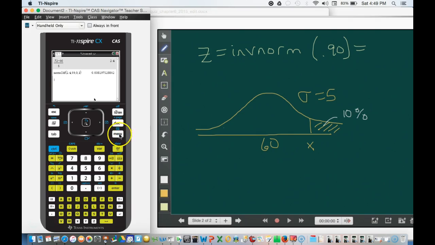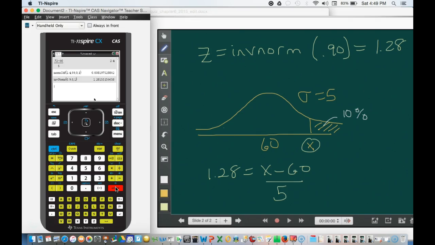So again, we're going to go Menu, Statistics, Distribution, but now we're going to go to Inverse Norm, and the area I'm going to put in is 0.90. I'm going to tab down and hit Enter, and I see my z-score looks like it's 1.28. Now, if I wanted to solve this equation, I would set up the z-score of 1.28 equals our cutoff x minus 60 over 5, and I could cross multiply and solve.